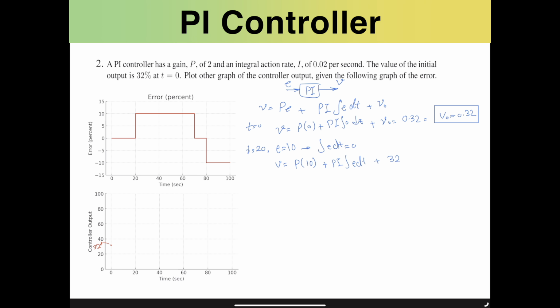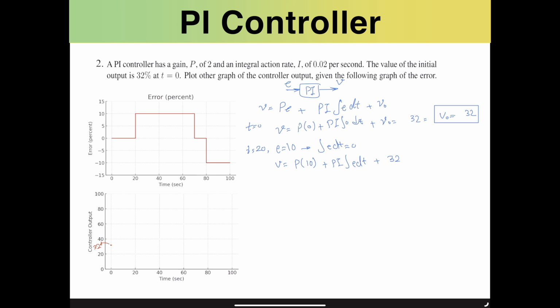I would rather call this the error, or the output of the controller, in percentage in general. Since the error itself is in percentage, we can assume that this 32 is going to be 32 rather than 0.32. So essentially, since this error is in percentage, we also consider the 32 at this point.